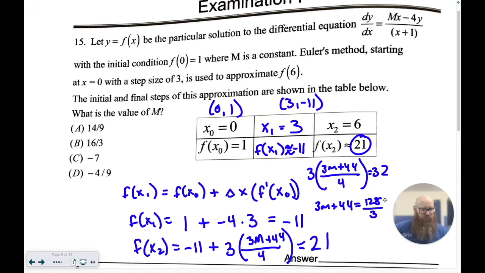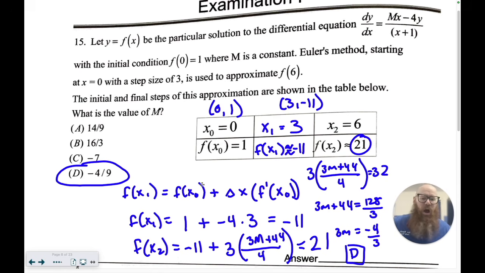And then I'm going to subtract 44. This one, the algebra in it is just kind of ridiculous. But so 128 over 3 minus 44. Well, 44 times 3 is 132 over 3. So I end up getting negative 4 over 3. And finally, when I divide by 3, I get negative 4/9, which is D. That one is a doozy.